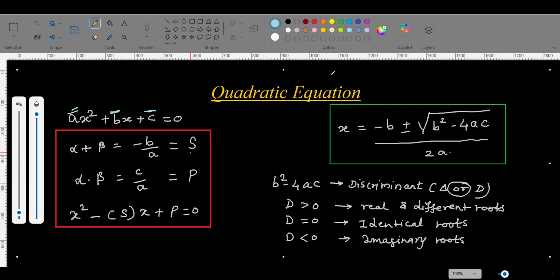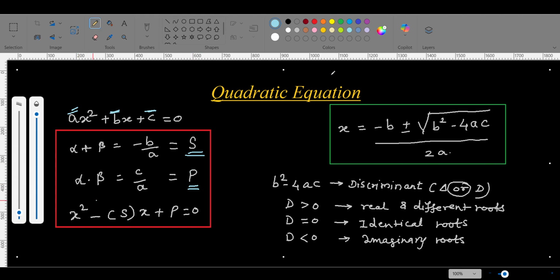This is also termed as S, where S is the sum of roots or sum of the zeros of the polynomial or the quadratic. Alpha into beta is the product of the roots or product of zeros of the quadratic, whose magnitude is given by c over a, and it is expressed as P, which signifies the product of the roots.